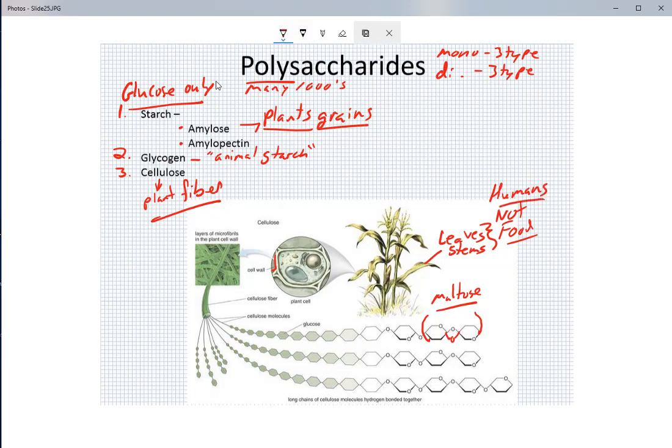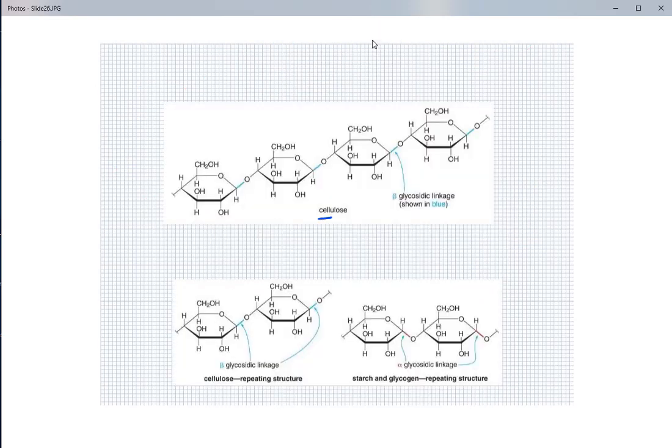Okay, but cellulose is linked, you see here, beta 1,4. Maltose is alpha 1,4. Amylose and amylopectin, glycogen as well. These first two, starch and glycogen, are glucose to glucose, and again, alpha 1,4. All right, again here we see cellulose in this beta 1,4 linkage.